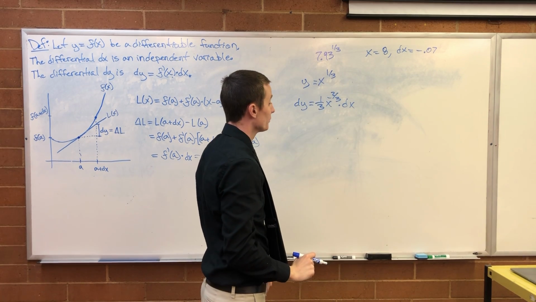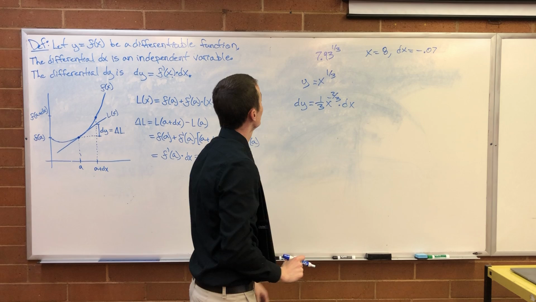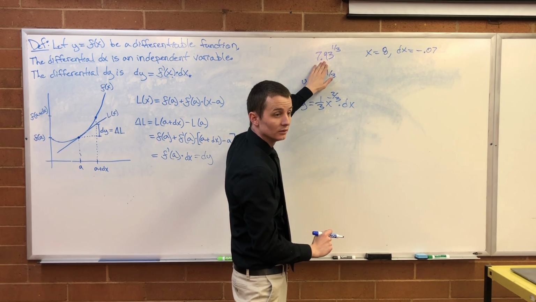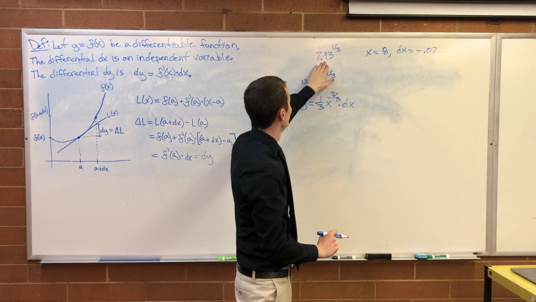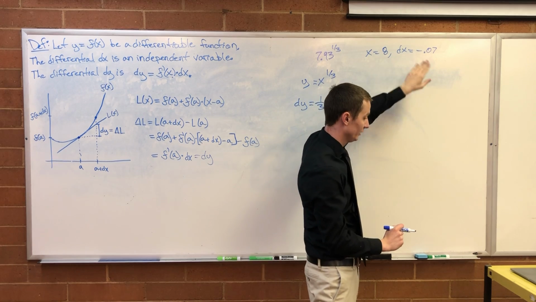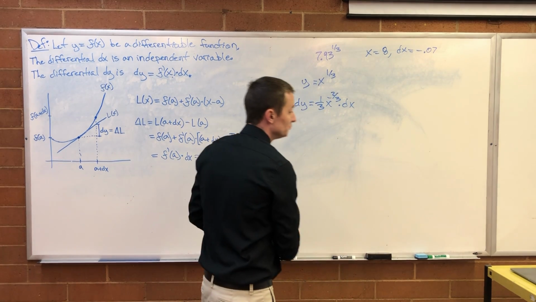Why negative 0.07? Because that's going to get us to here. Oh, I see. That's how far away this is from the value that we knew how to calculate, right? Mm-hmm.